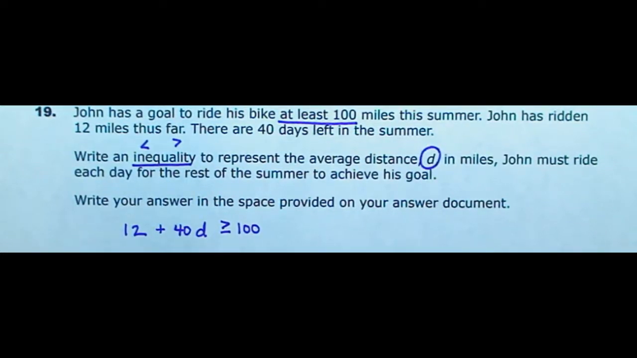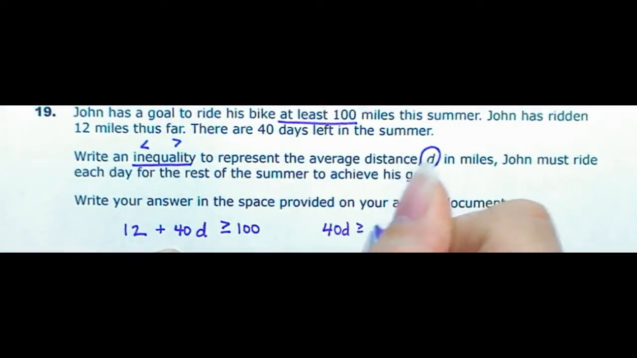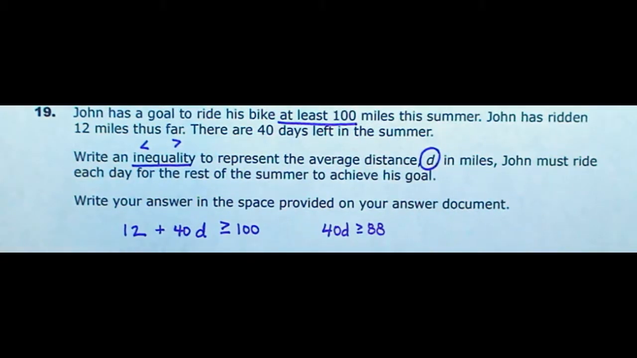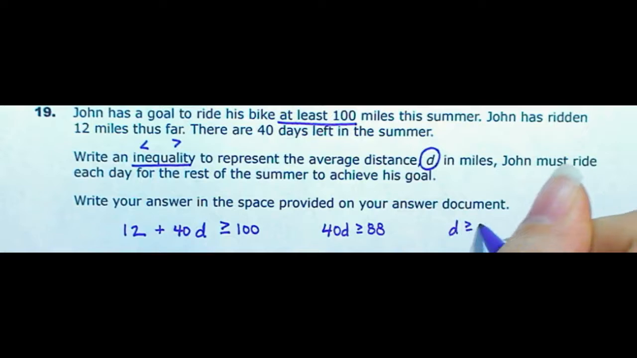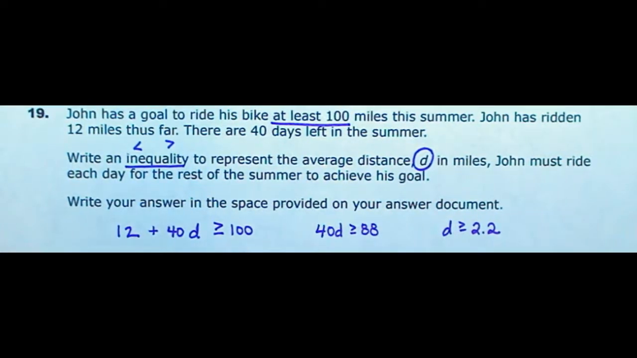It doesn't say we have to solve it, but you could. Okay, you could have said that 40D is greater than or equal to 88 by subtracting the 12 from the 100. So that is another possible inequality you could have written down. You could have also went ahead and kept solving. You could have divided 88 by 40. So D is going to be greater than or equal to 2.2 miles. So all three of these are possible answers you could have put on your answer document.